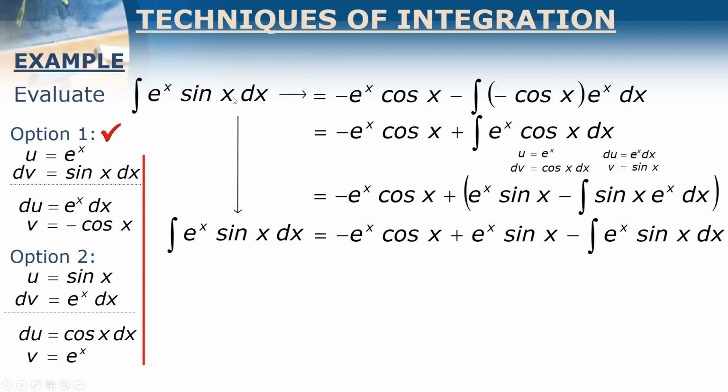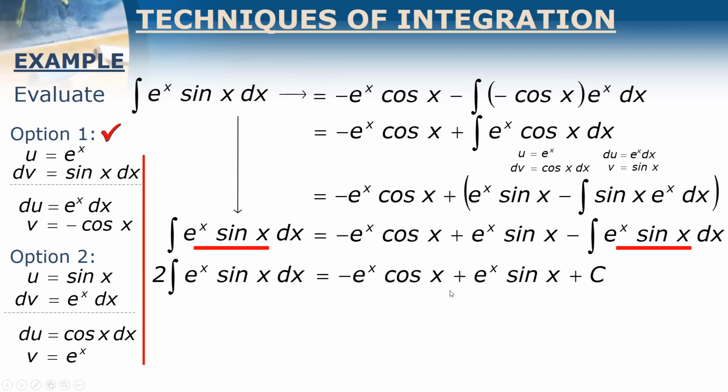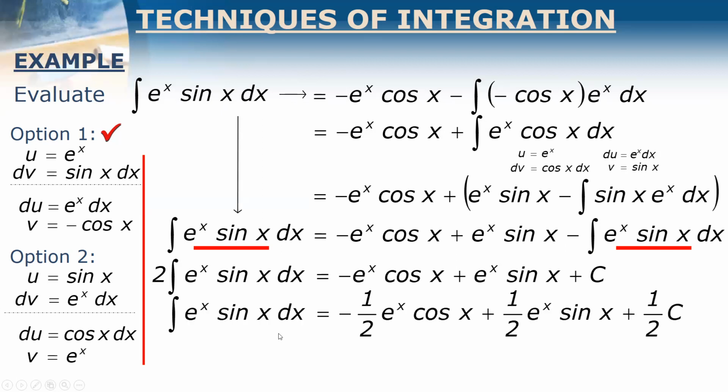Now, on the left side, we have the integral of e to the x sine x dx. On the right side, we also have negative integral of e to the x sine x dx. Now, they are the same. So, what we'll do is transpose this term to the left side, and we'll have this. And so, to get the integral of e to the x sine x dx, we're going to divide the whole equation by 2.